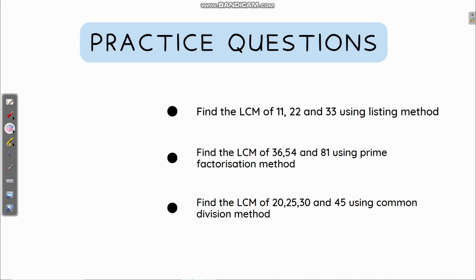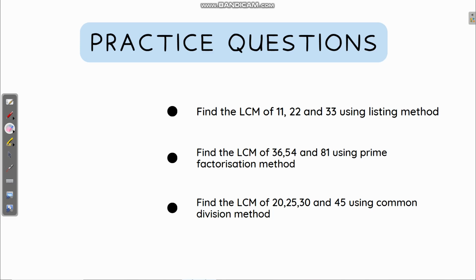Second is find the LCM of 36, 54 and 81 using prime factorization method. So you need to find the factors of 36, you need to find the factors of 54 and 81. Then you need to see each and every number maximum number of times. You have to take the number which is maximum, okay, and then multiply.